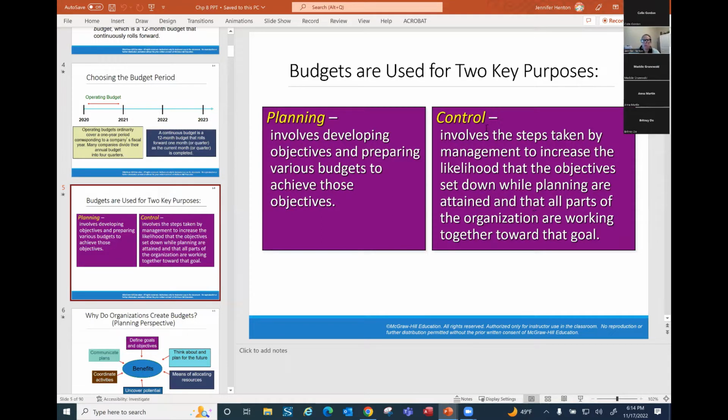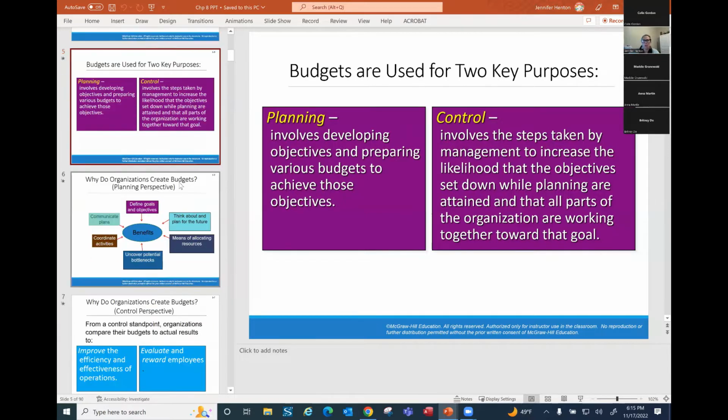And then control. It involves taking steps that increase the objectives set down by management and what we're planning to attain, and then all the parts, how they work together toward a common goal.